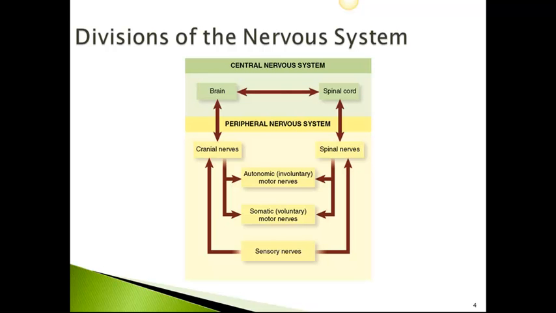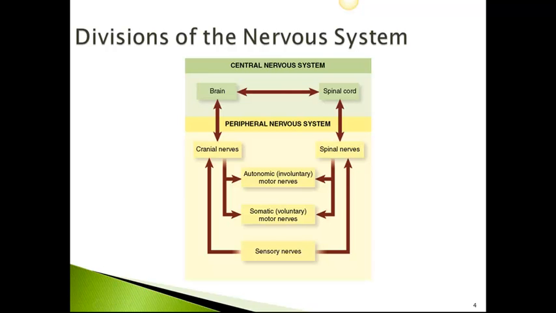Here is a chart on the divisions of the nervous system. So the central nervous system relays messages between just the brain and the spinal cord. The peripheral nervous system has spinal nerves and cranial nerves. As you see here, cranial nerves respond back to the brain directly, and spinal nerves respond back to the spinal cord, which then relays the message to the brain.